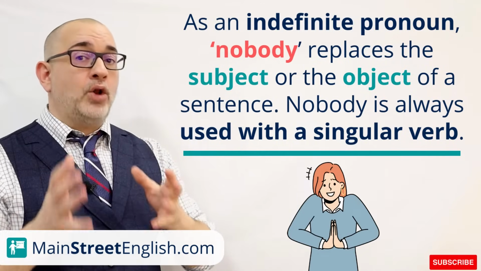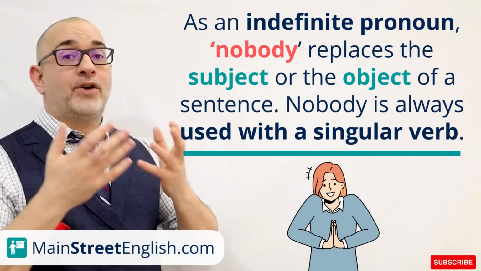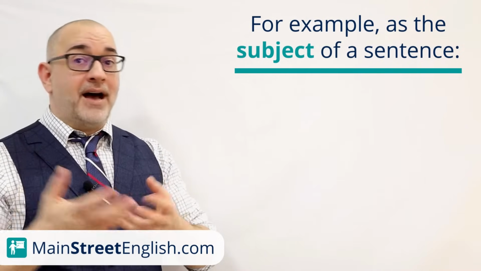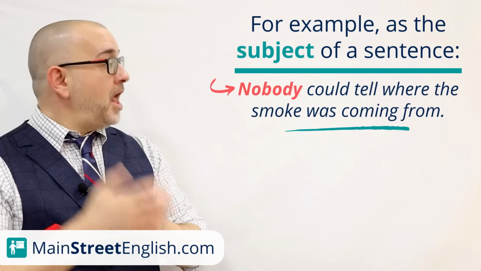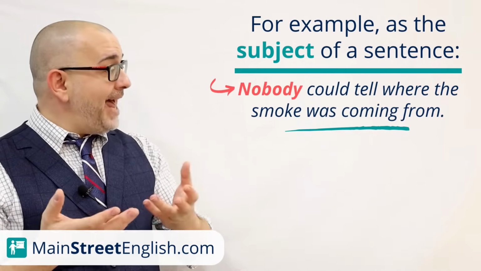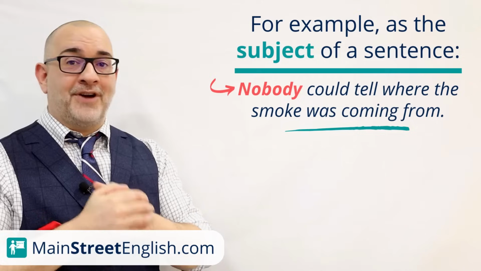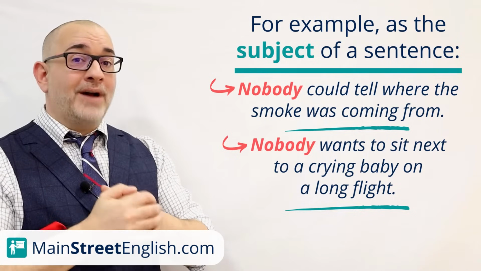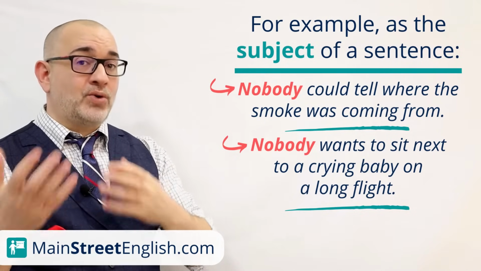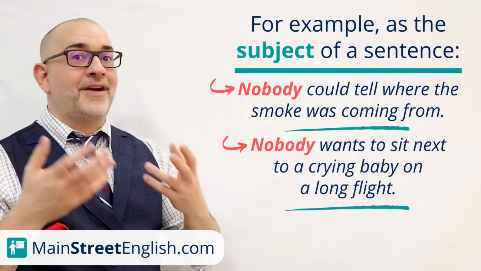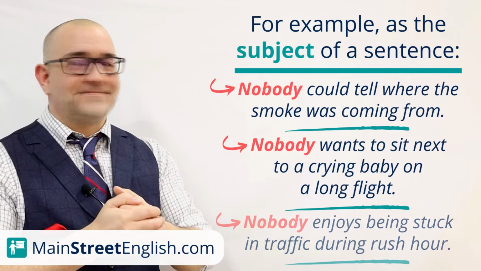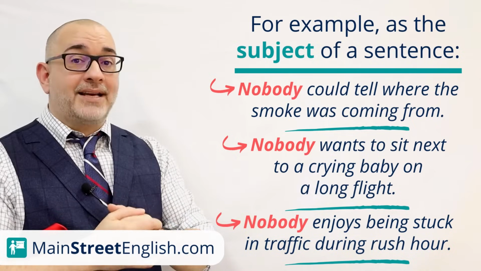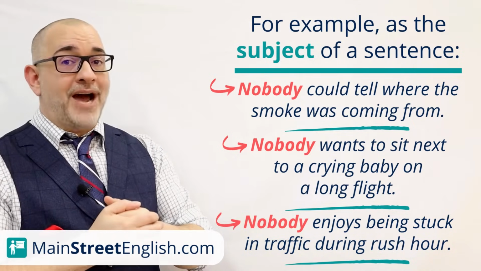Nobody is always used with a singular verb. For example, as the subject of a sentence. Nobody could tell where the smoke was coming from. Nobody wants to sit next to a crying baby on a long flight. Nobody enjoys being stuck in traffic during rush hour.